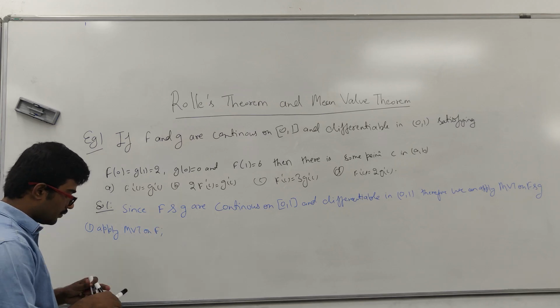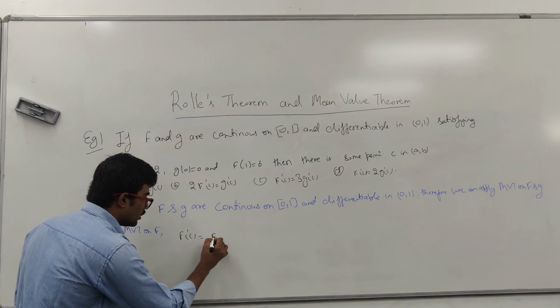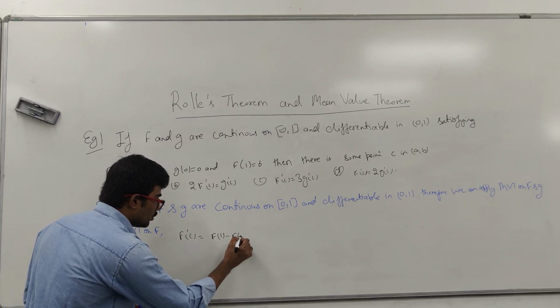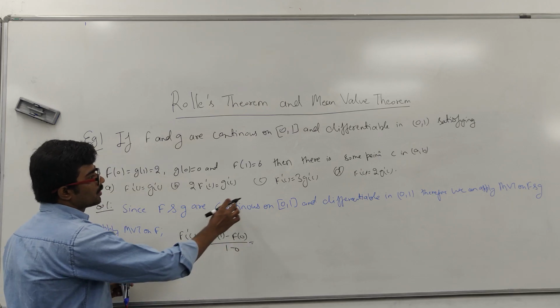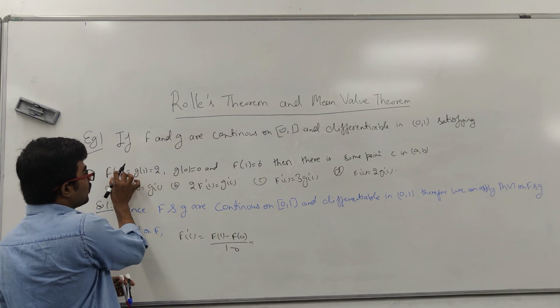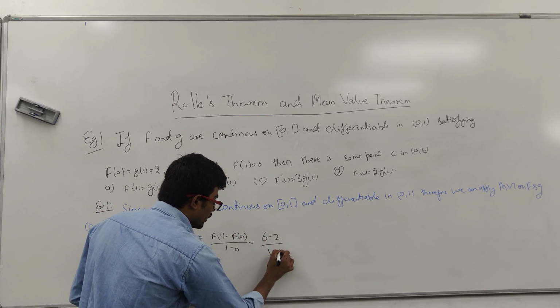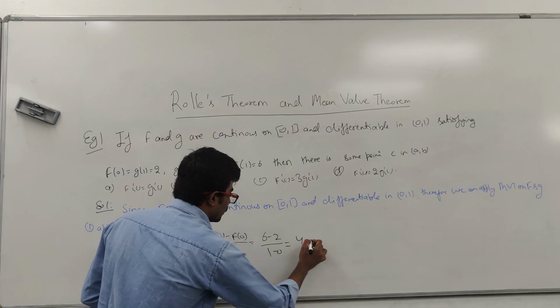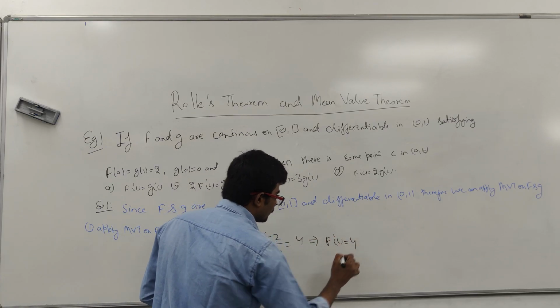So we will get f'(c) equals (f(1) minus f(0)) upon (1 minus 0). Now f(1) is 6 and f(0) is 2. So 6 minus 2 upon 1 minus 0, which is 4. This implies f'(c) is 4.